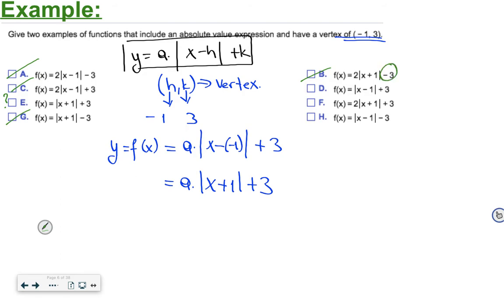When you look at the d, look at the inside is negative 1. This is not the answer as well. F, this is also true. And h is not true. So your correct answers are F and E, because the question is asking you to find 2 examples, and these are the 2 examples which are correct.